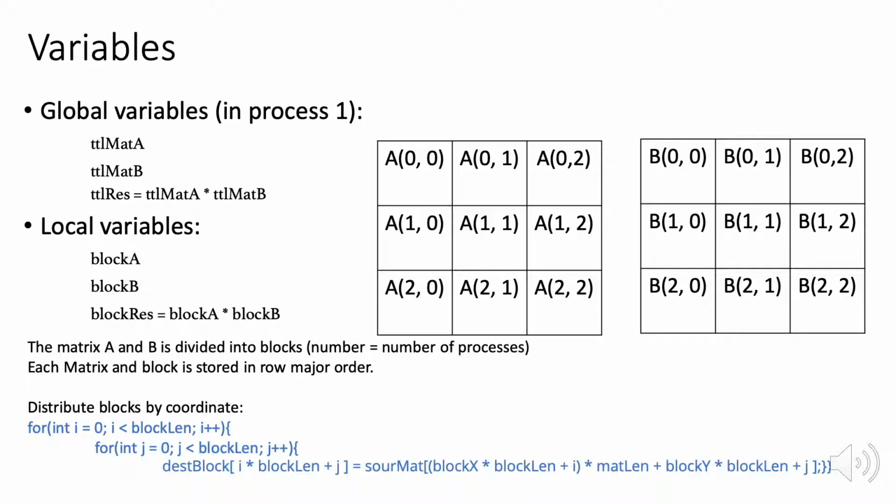Each matrix and block is stored in a one-dimensional array by row major order. There is a formula for distributing matrix B into blocks by the coordinate of each block, where the block length is the length of the block, which is a square matrix, and the matrix length is the length of the matrix. Block X and block Y are the coordinates of the block.